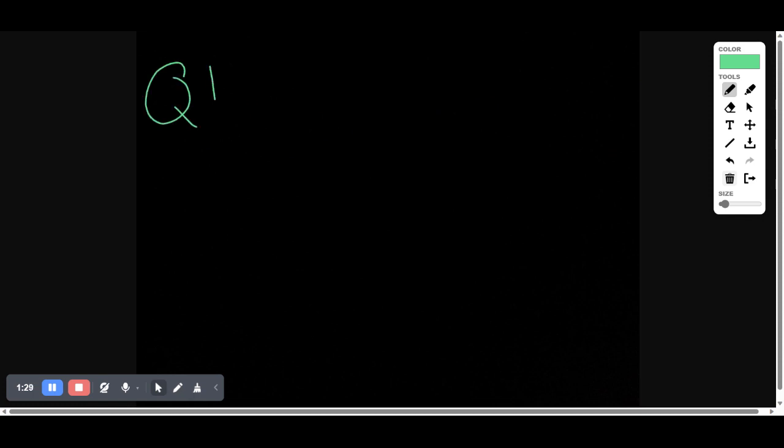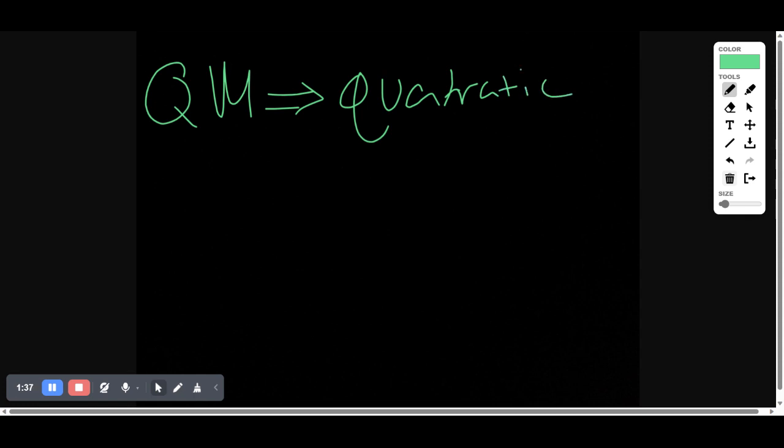QM. This is the quadratic mean. Quadratic mean. And this takes the quadratic mean of a sequence of numbers a1, a2, an. a1, a2, an, they're just variable names, right?